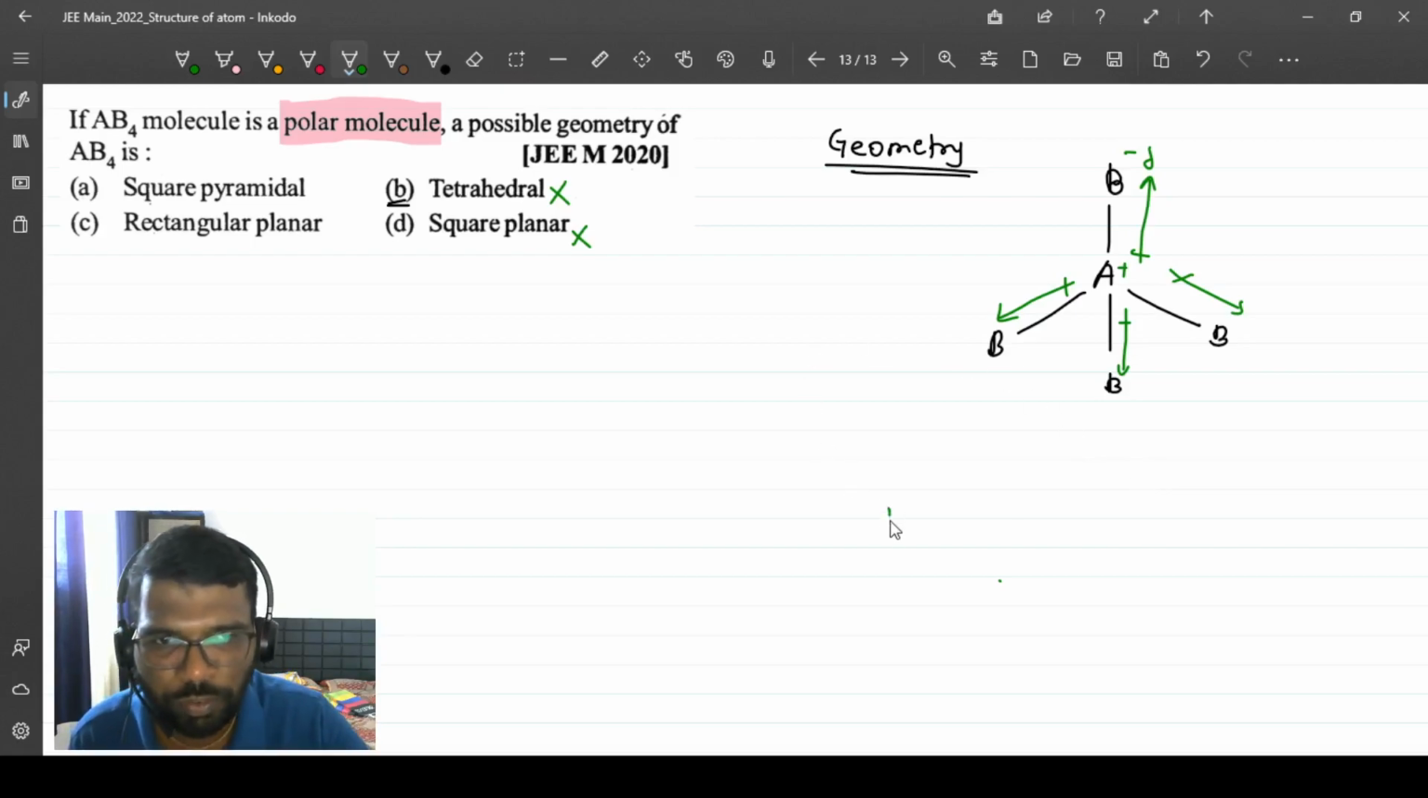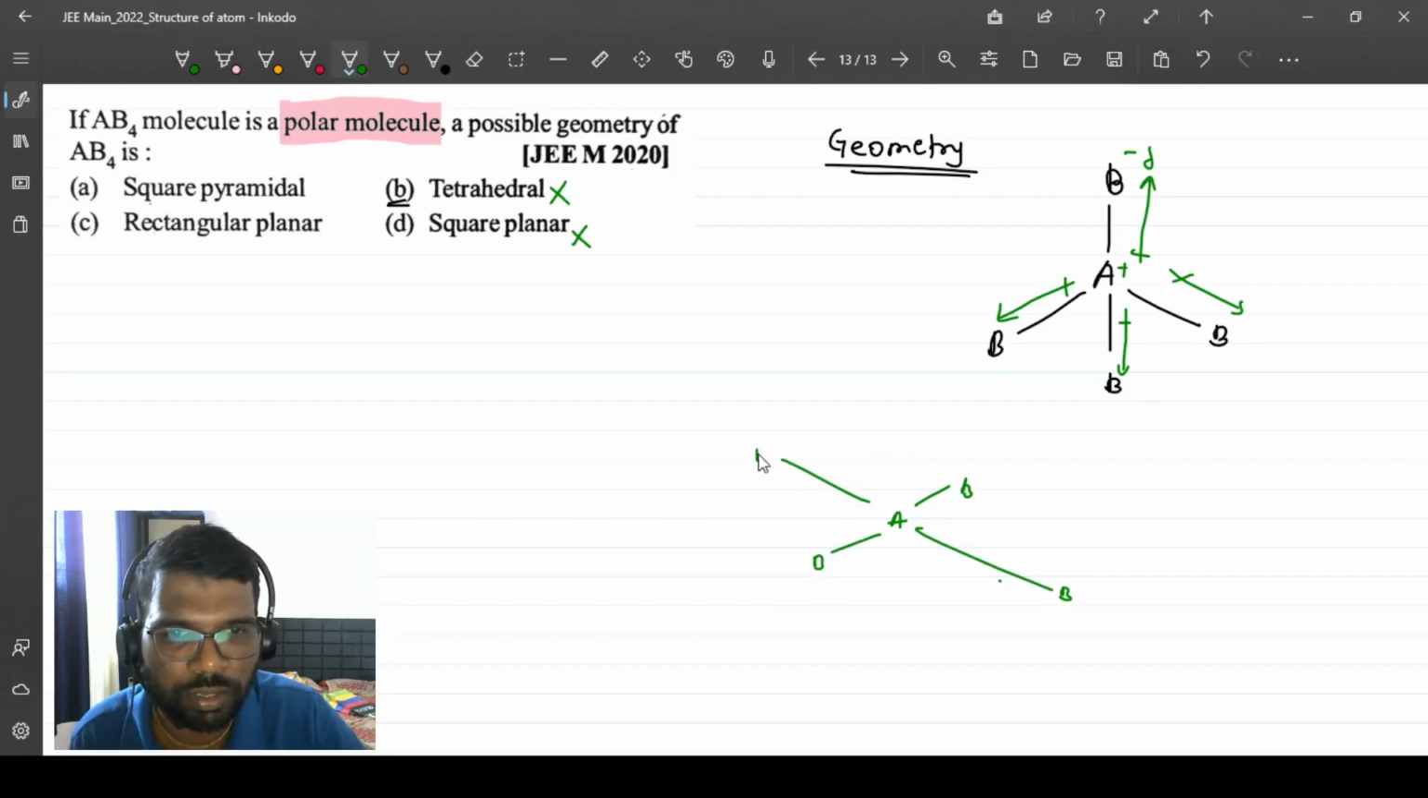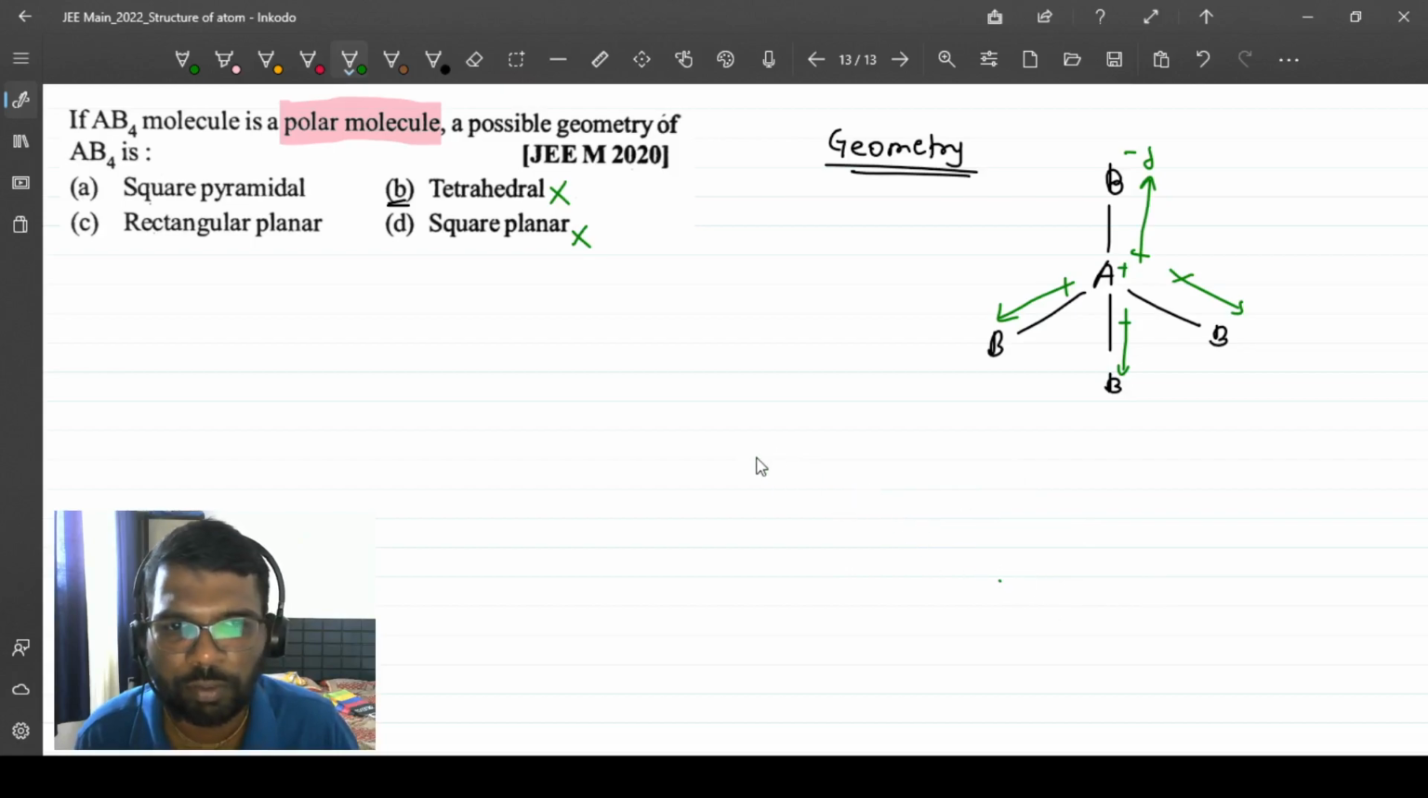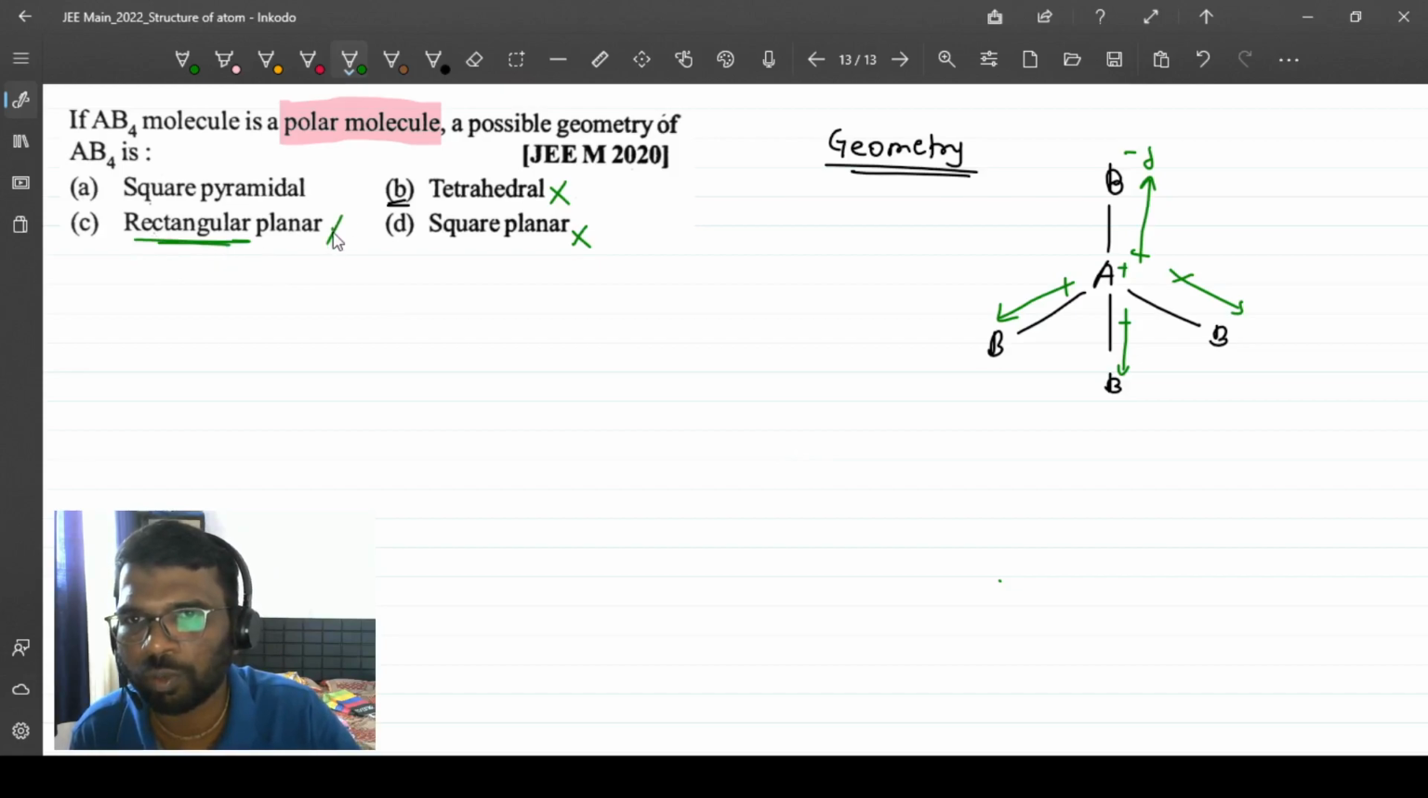Even if we say, let's say this is a B atom, this is the A atom, and this is B, and this is B, and this bond length is B and this bond length is B, you will get something like a rectangle. The drawing is not so perfect, but for a rectangle we should have a different atom. This is also not possible.